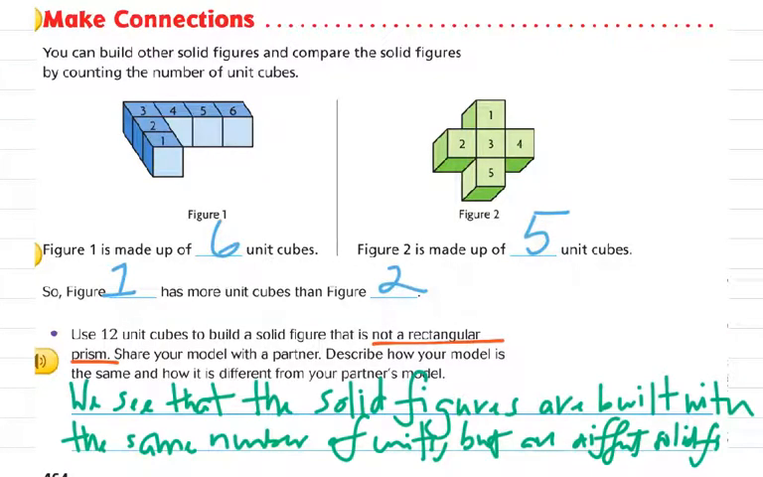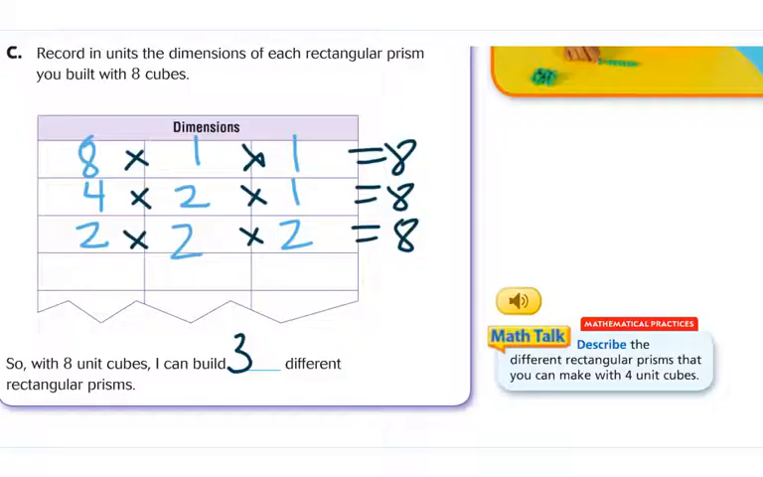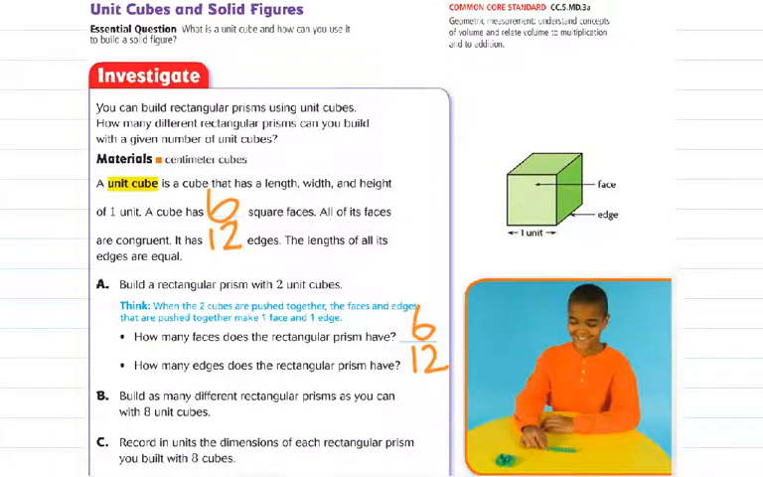So what you might find, students, is that the solid figures are built with the same number of units, but they are different solid figures, because there are several different examples that you could do to demonstrate this. So remember, in this lesson, we're starting to explore unit cubes and solid figures, which is going to be our introduction to volume, which we'll be exploring further on in this chapter.